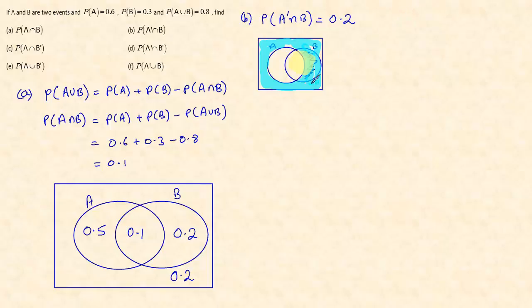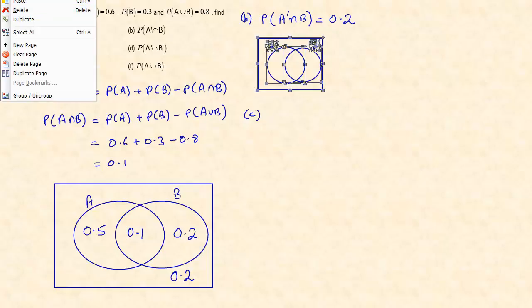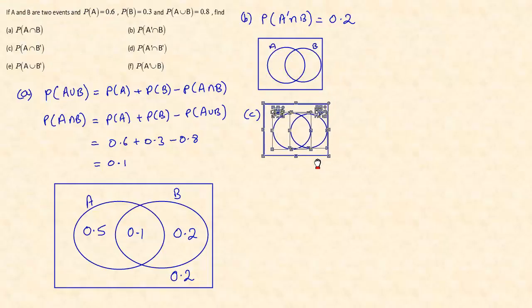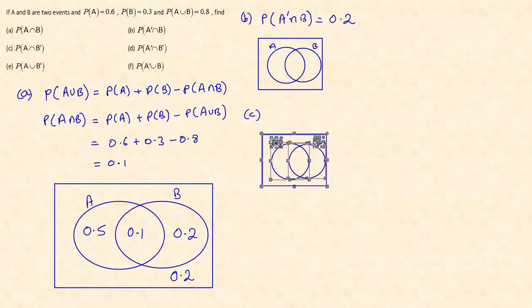So now let's go for part C. So if we just get rid of the shading here, we could probably make a copy of this diagram, and this one is A intersection not B. So I'm just going to copy this diagram, and let's just drag that over here. So we're after the probability of A intersection not B.